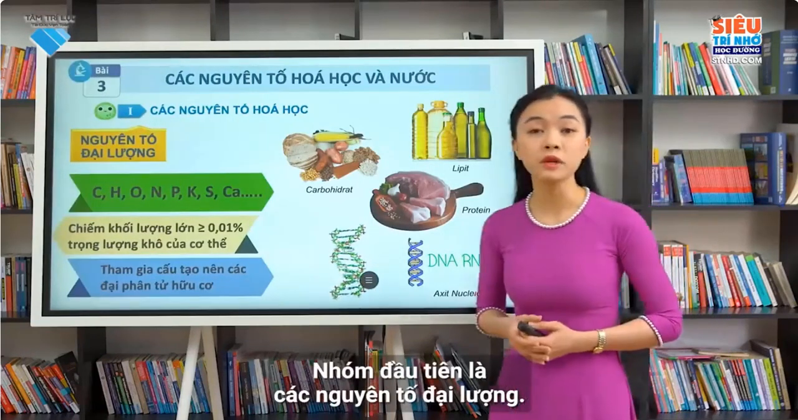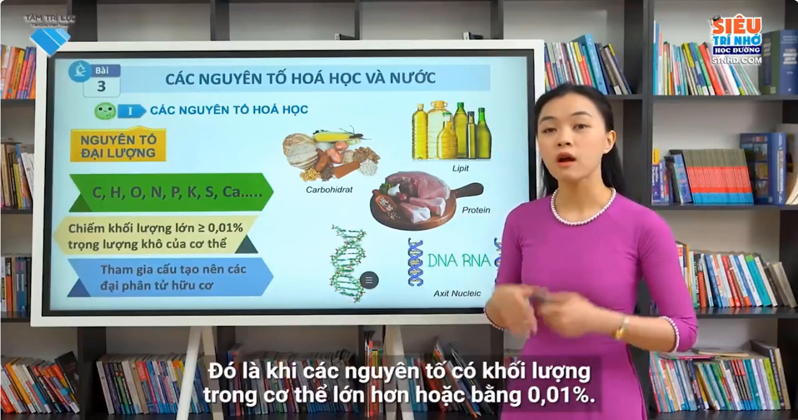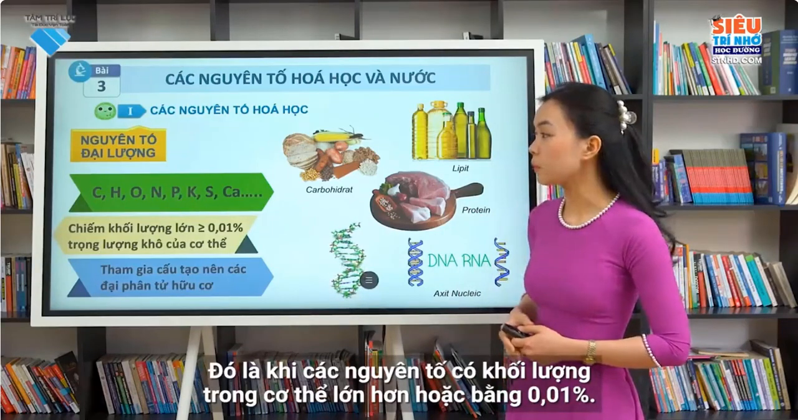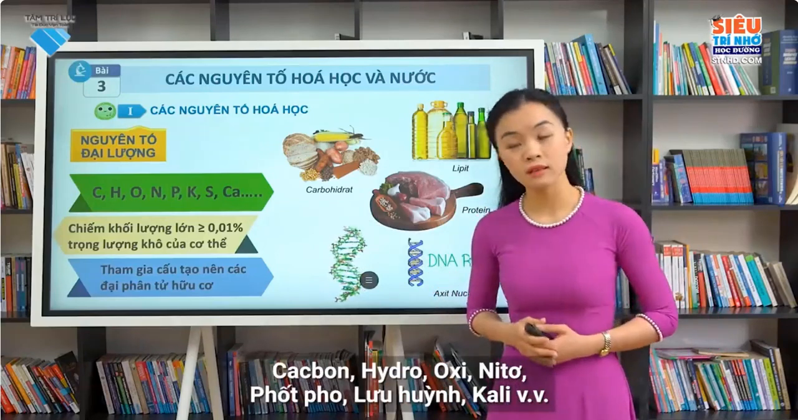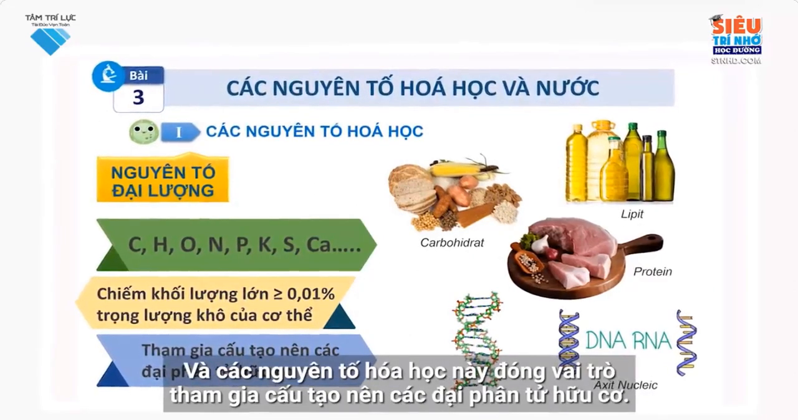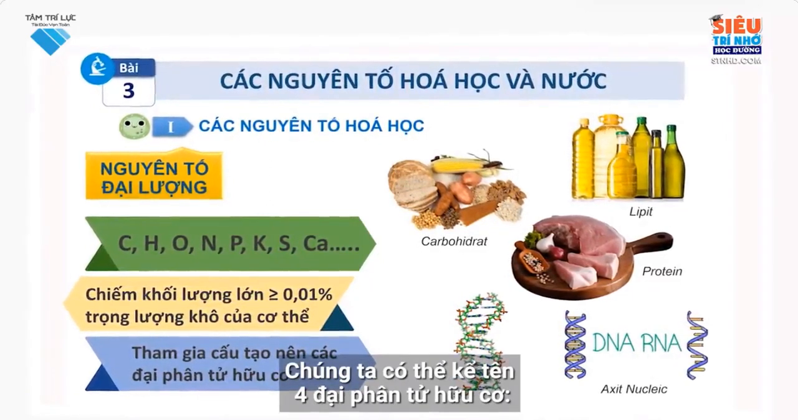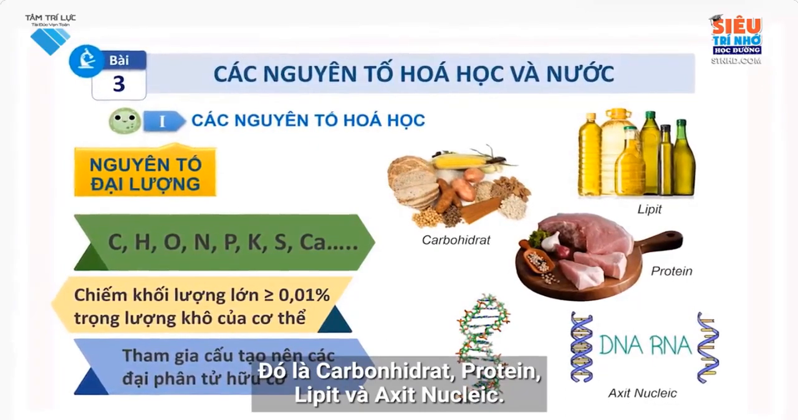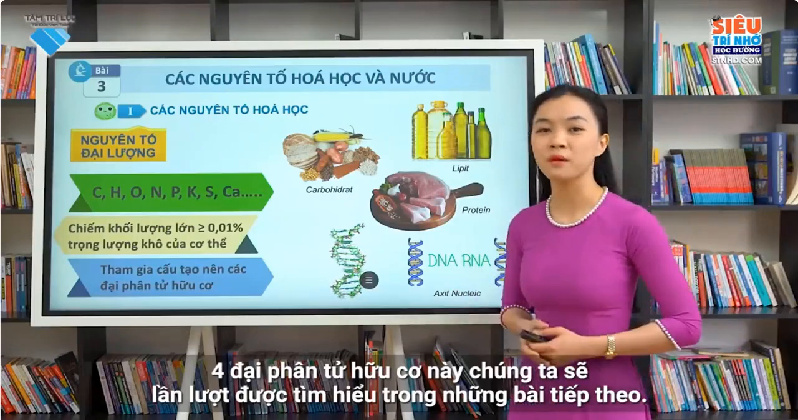The first is macrobiogenic elements. What are macrobiogenic elements? They are elements whose mass is more than or equal to 0.01% of the living organism. We can name some of these elements such as carbon, hydrogen, oxygen, nitrogen, phosphorus, sulfur, potassium, etc. Moreover, these chemical elements play a role in the structure of organic macromolecules. We can name 4 organic macromolecules: carbohydrates, proteins, lipids, and nucleic acids. We will learn these 4 organic macromolecules in turn in the next lessons.